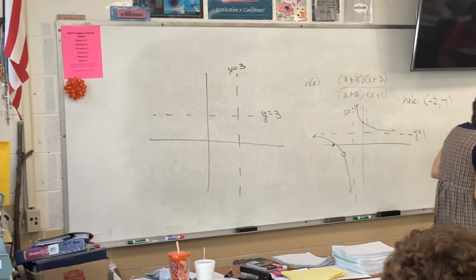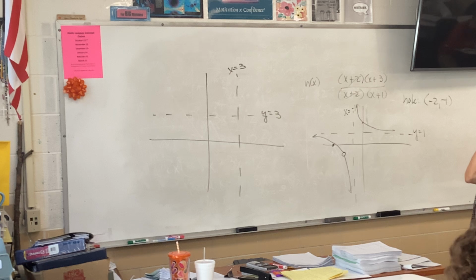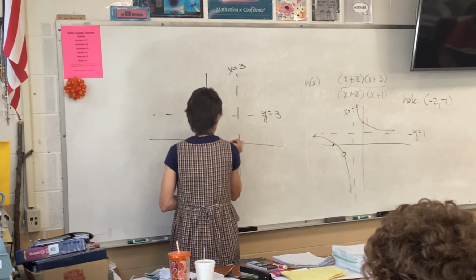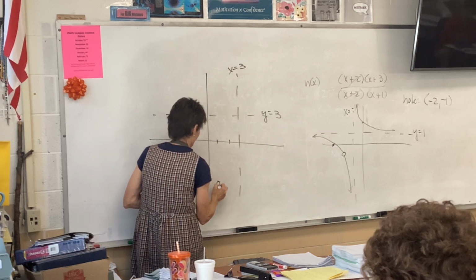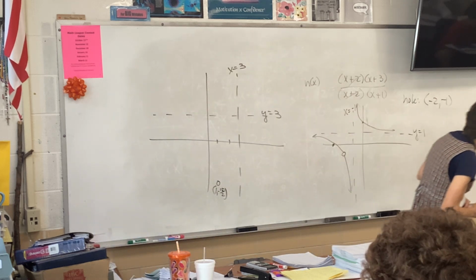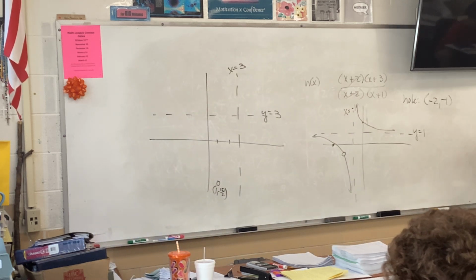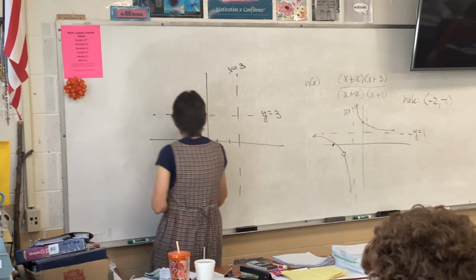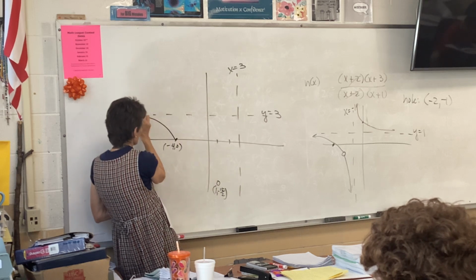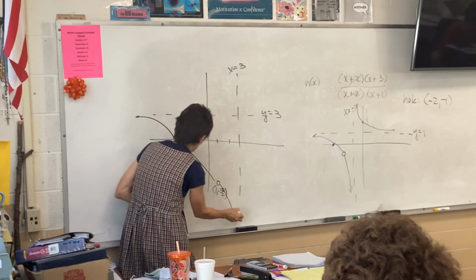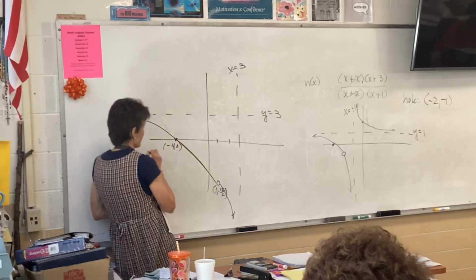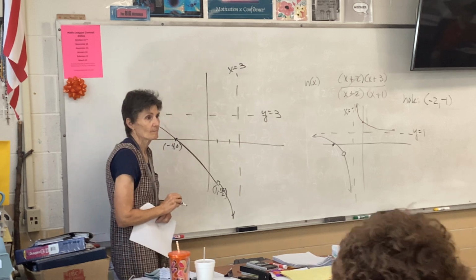What else did I have in that? I had a hole at 1, -15/2. And I think I plotted an intercept. My x-intercept was -4. So based on that, I felt really confident. I felt really confident in this picture. Are you okay with that?